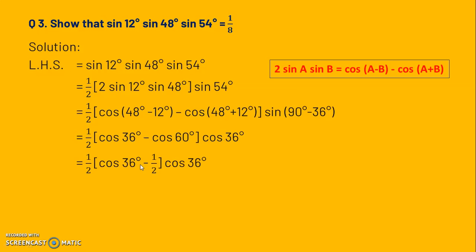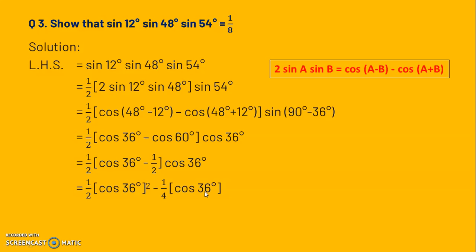Okay. So 1 by 2 into cos 36 degree minus cos 60 degree, and what's the value of this cos 60 degree? From the trigonometric table, we have the value cos 60 degree is equal to 1 by 2. So we are making this 1 by 2 instead of cos 60 degree. So it is 1 by 2 into (cos 36 minus 1 by 2) into cos 36. If you multiply 1 by 2 cos 36 degree with this, we will get 1 by 2 cos square 36 degree minus 1 by 4 cos 36 degree.